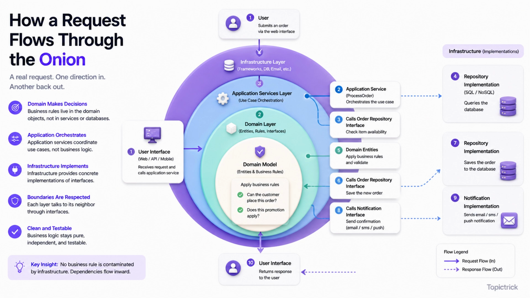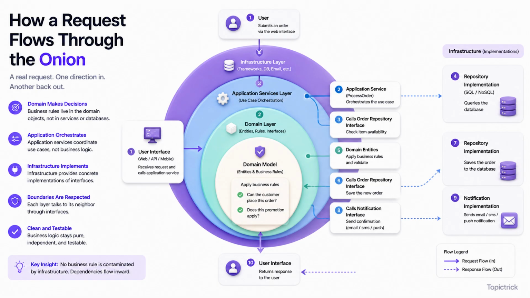The application service then calls domain entities to apply business rules. Can this customer place an order at this quantity? Does this promotion apply? Those decisions happen inside domain objects. The application service collects the result and calls the repository interface again, this time to save the new order. It may also call a notification port to send a confirmation message. Again, it does not know whether that notification goes out by email, by text message, or by push notification. It only knows the interface. The response travels back outward, from application service to user interface to the waiting user.